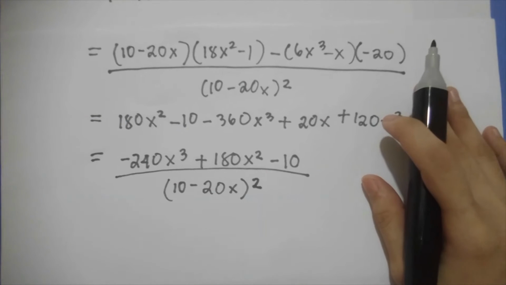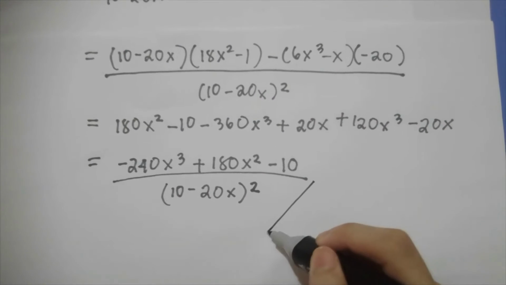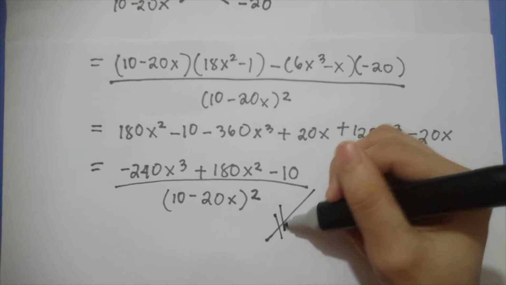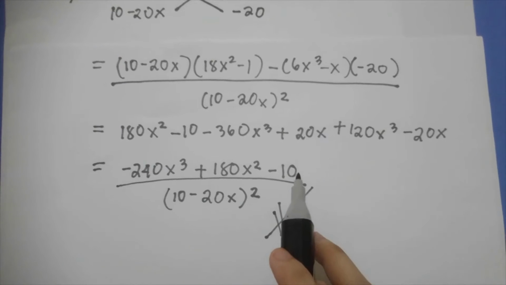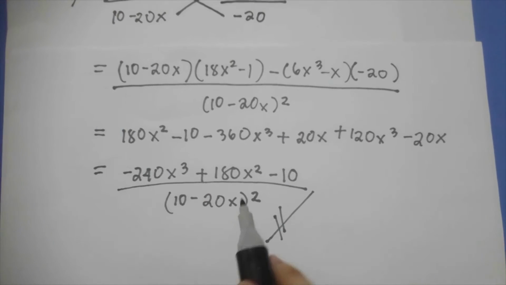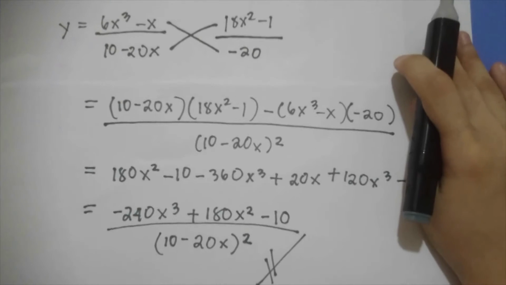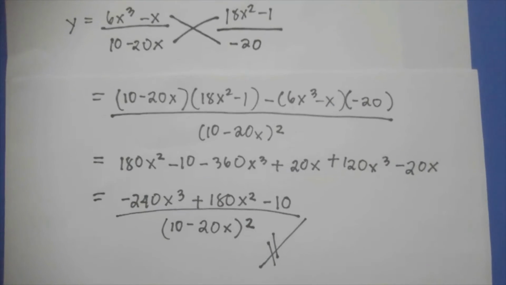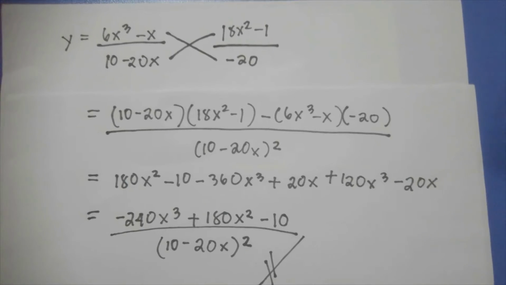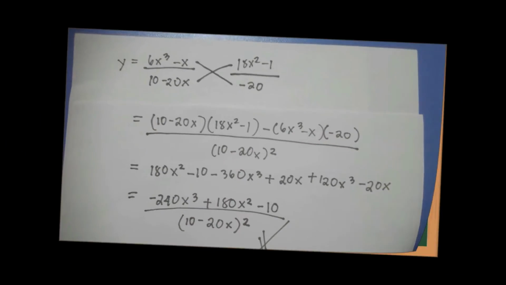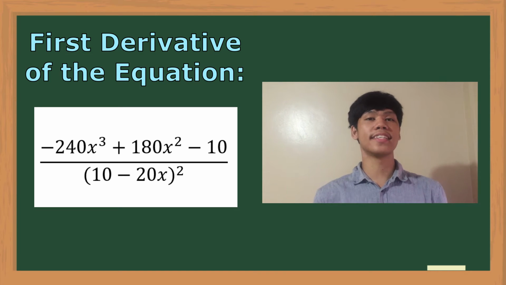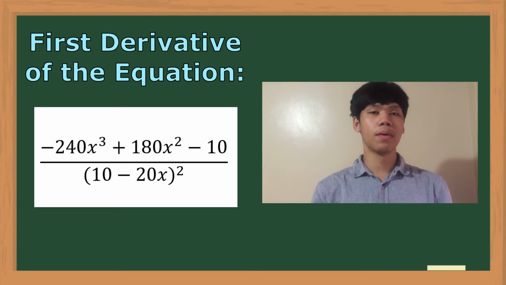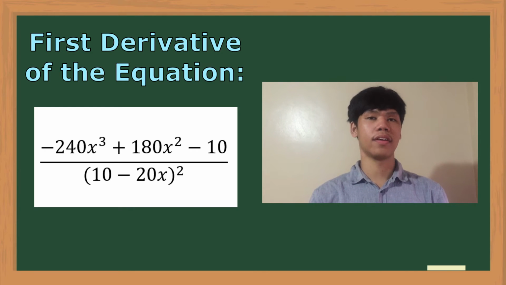Thus, the first derivative of y equals (6x cubed minus x) over (10 minus 20x) is negative 240x cubed plus 180x squared minus 10 over (10 minus 20x) squared. So the first derivative of the equation is negative 240x cubed plus 180x squared minus 10 over (10 minus 20x) squared.